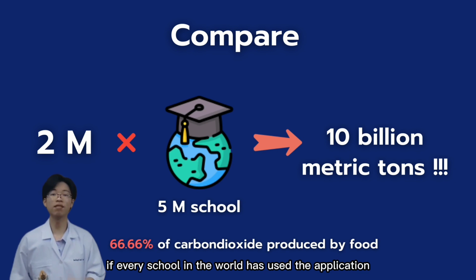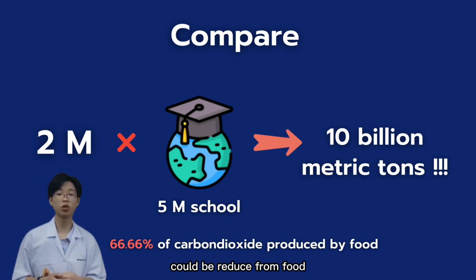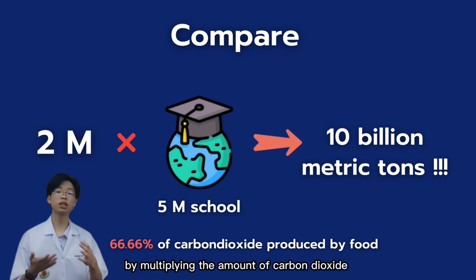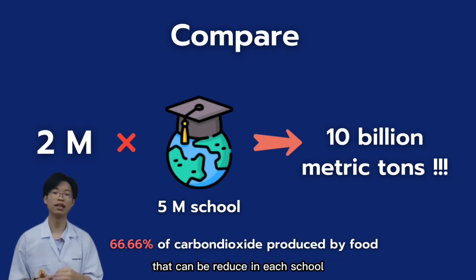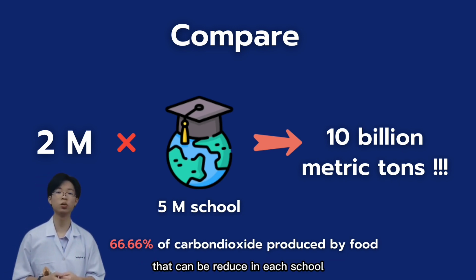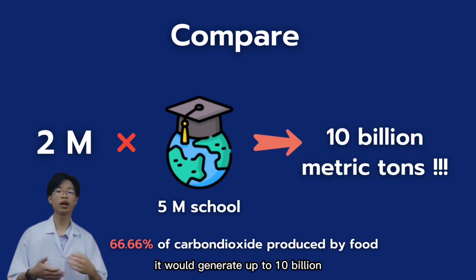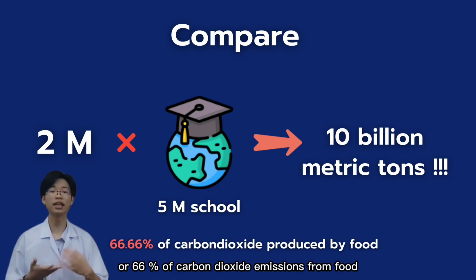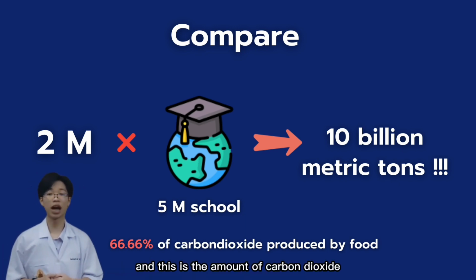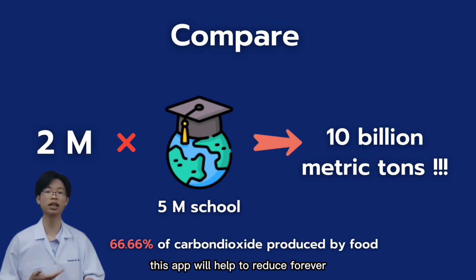Let's imagine that if every school in the world used the application, how much carbon dioxide could be reduced from food? By multiplying the amount of carbon dioxide that can be reduced in each school, as can be seen, by the total number of schools worldwide, it would generate up to 10 billion metric tons, or 66% of carbon dioxide emissions from food. And this is the amount of carbon dioxide that this app will help to reduce forever.